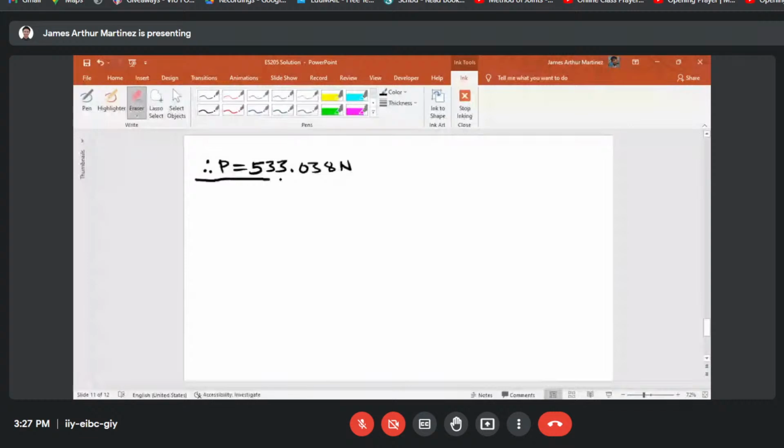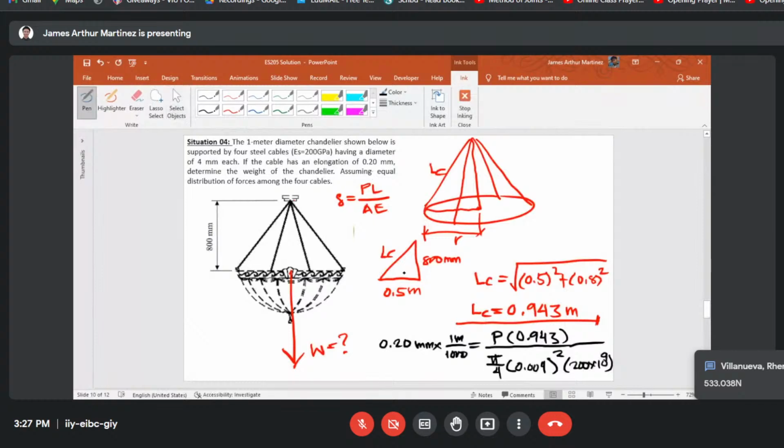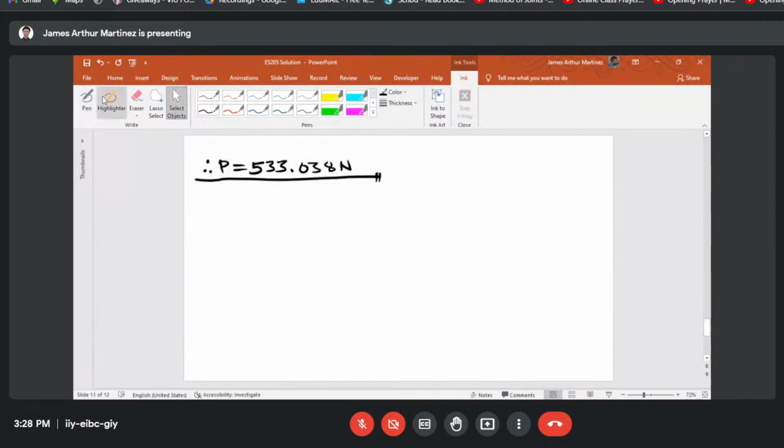So the resulting unit for P is newtons. Since this is in meters, then its unit is meter squared, and this one is in gigapascal. So Pascal is newton per meter squared. Okay?